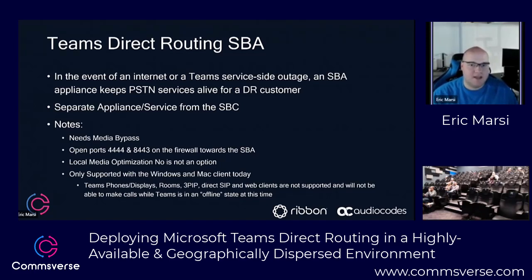So if I want to deploy an SBA today, what do I need? First things first, you do need to have media bypass control. You're going to make your security teams pick that up. You're pretty much going to have to deploy media bypass and have that firewall hairpin rule in place. It's just something that you need at this current time. Additionally, you're also going to need to open ports 4444 and 8443 on your firewall towards the SBA so that it can communicate with the Teams service and receive configuration data.